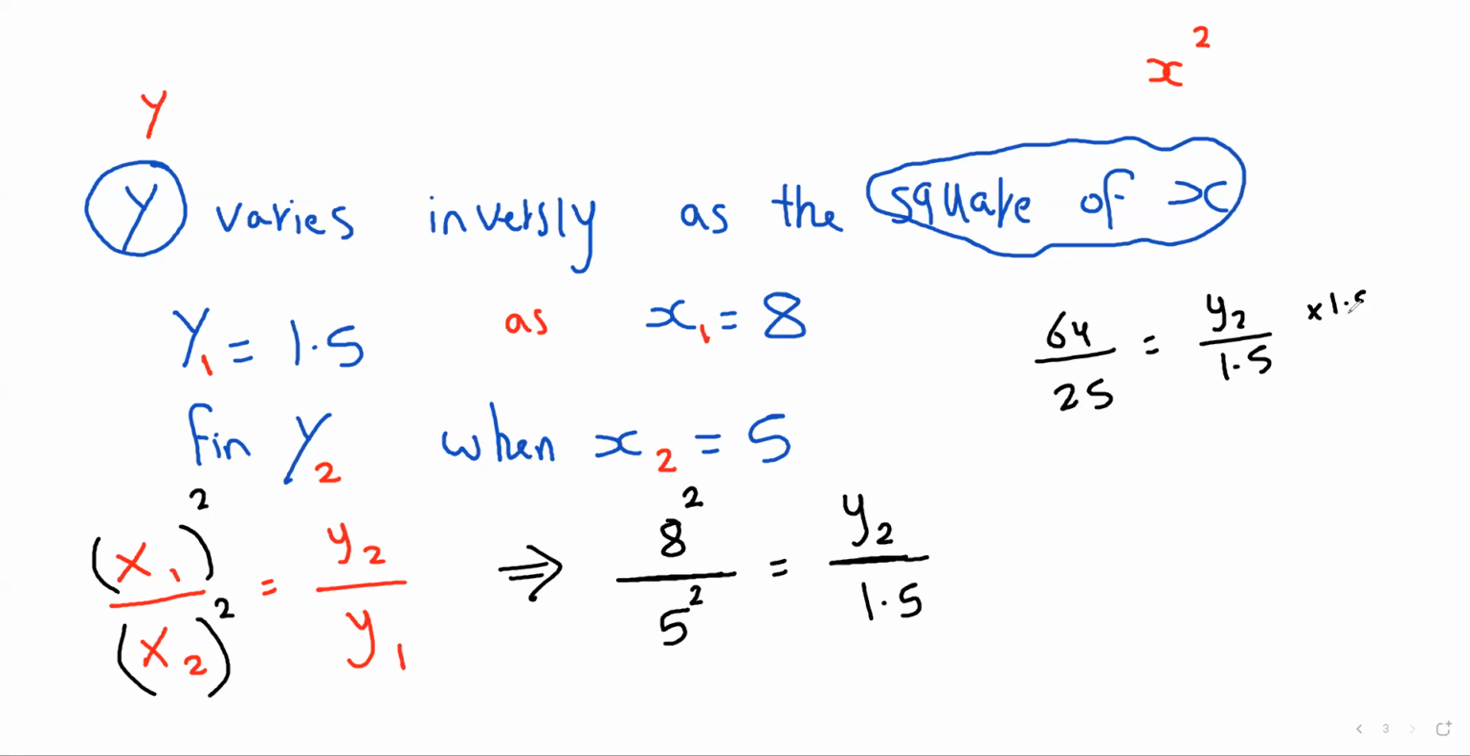Multiply here by 1.5 and here by 1.5. So y2 equals 1.5 times 64 over 25. Multiply it using the calculator to do it quickly. 64 times 1.5 divided by 25 equals what? 3.84.